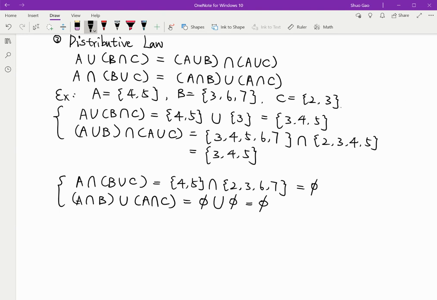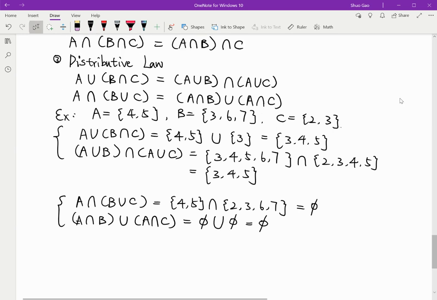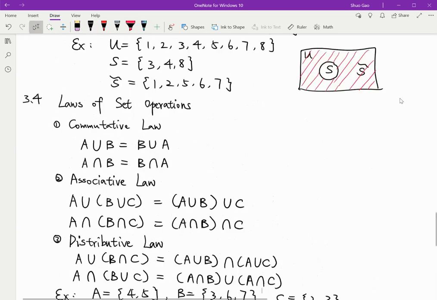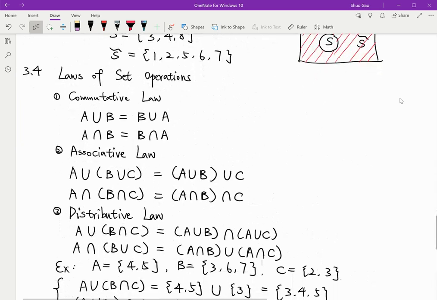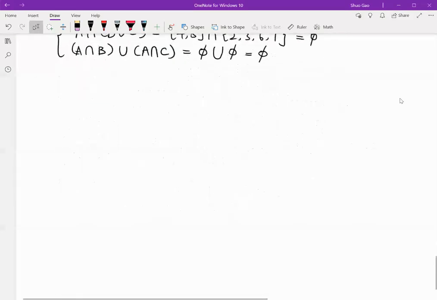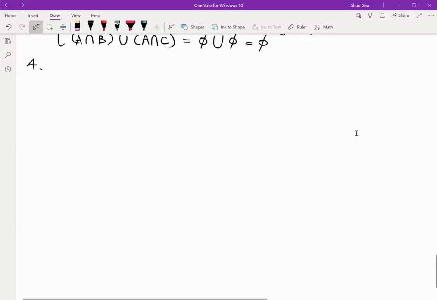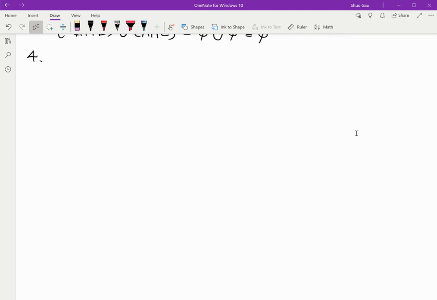Okay. So this is a distributive law, and we talk about the three things here. And we're done with the sets. So for the last part of the review, we're done with the sets, and then we talk about something about functions.